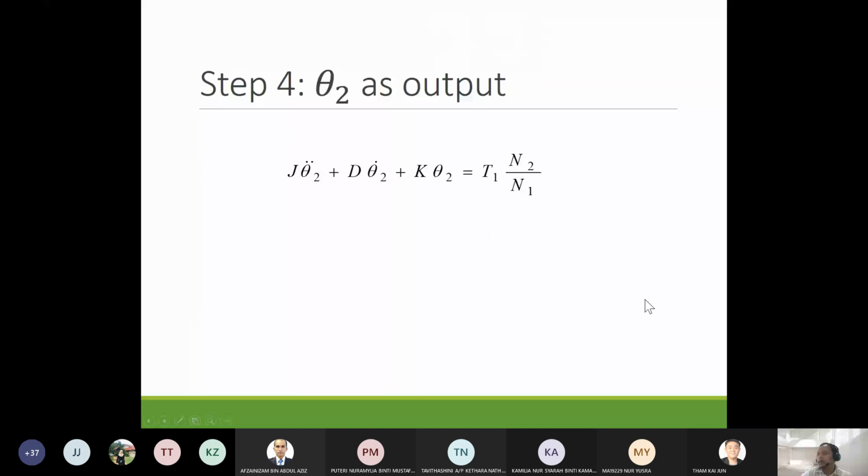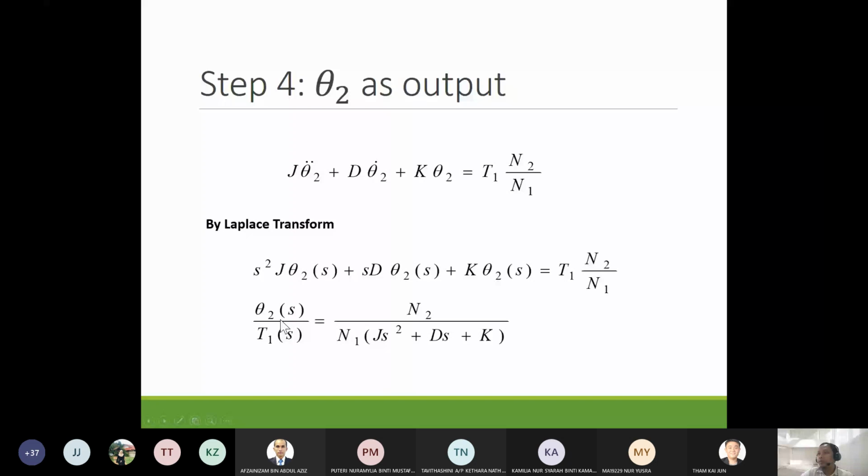Then we can rearrange this. So we get theta 2 over T1. You get this transfer function. Then we can also, from this we get theta 2.